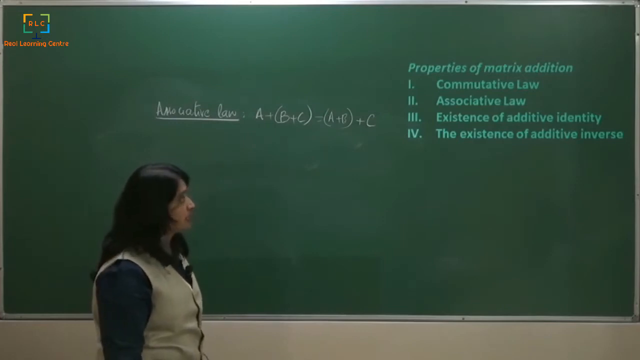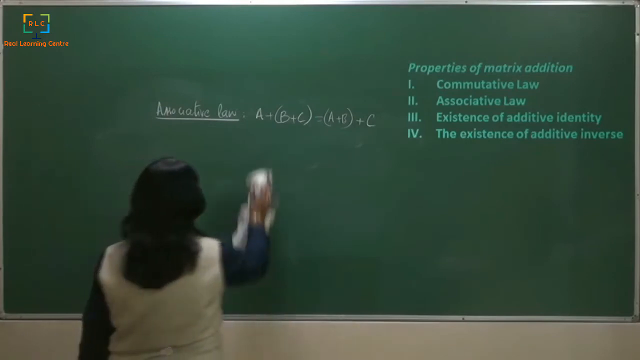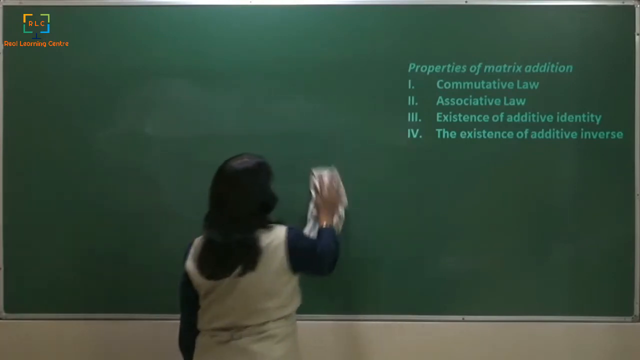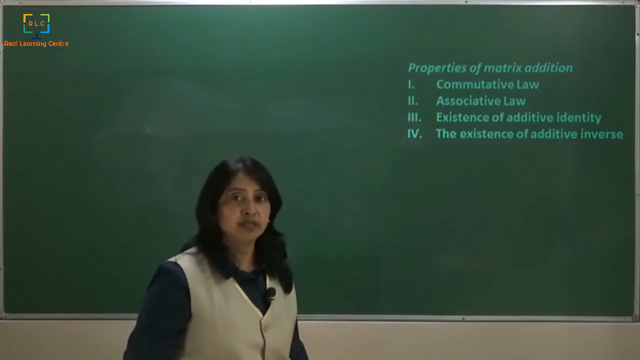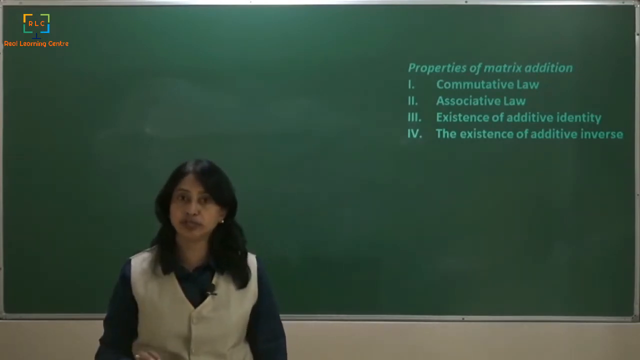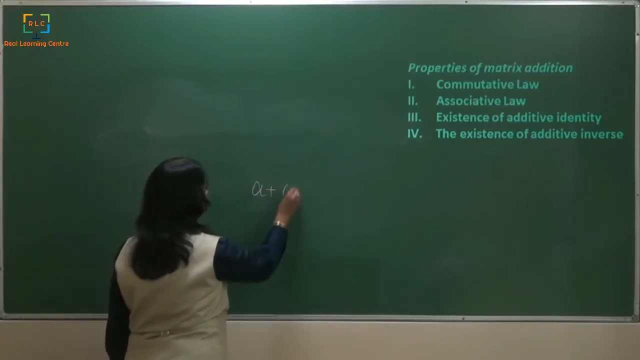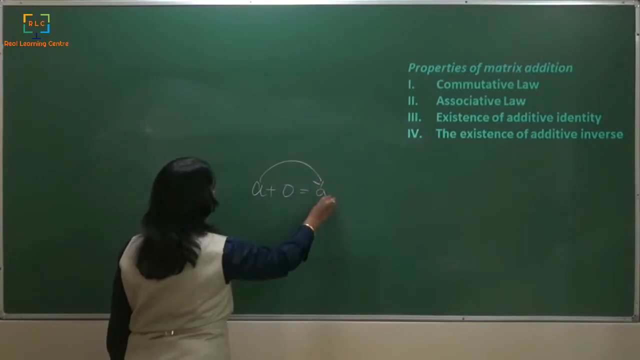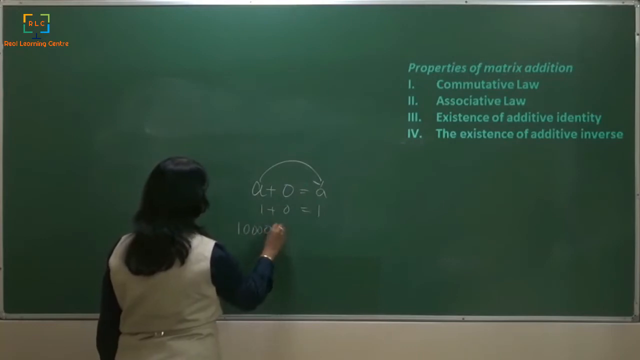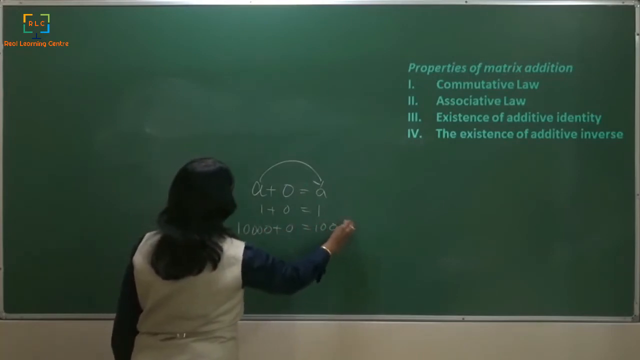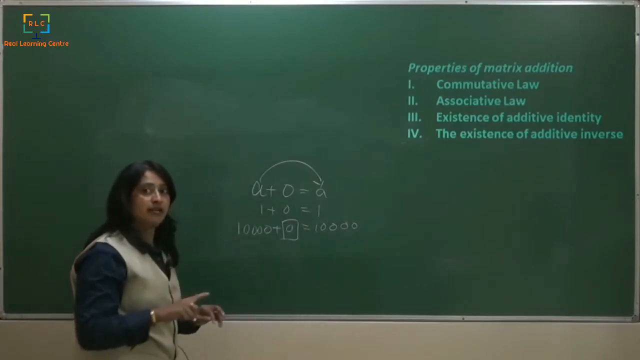And now let me go to existence of additive identity. Now what is the identity element under addition of numbers? We know that 0 is the additive identity under addition of numbers. Why? Because any number added with 0 gives you back the same number. Whether you take 1 plus 0, it will be 1, or you take 10,000 plus 0, it gives you back 10,000. That is why 0 is called the identity element under addition of numbers.